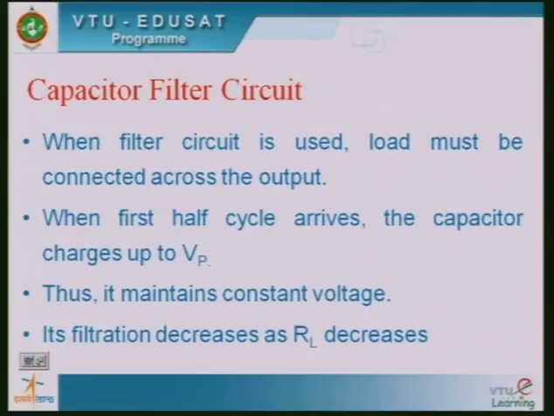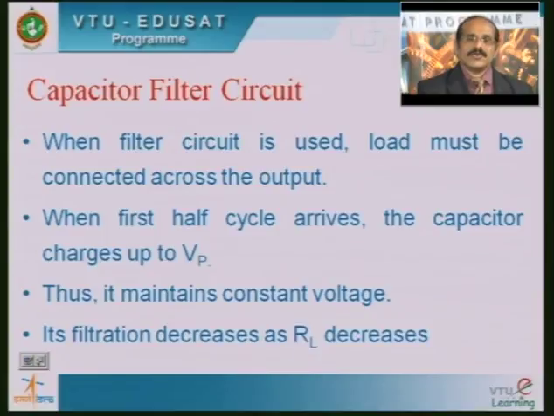When a filter circuit is used, the load must be connected across the output. During the positive cycle, the capacitor charges to Vp, and it maintains that constant voltage. Also please note that usually the value of RL is large, mainly to maintain the voltage across the capacitor at a constant value. So if the assumed value of RL is large, the capacitor will be able to maintain a constant voltage.